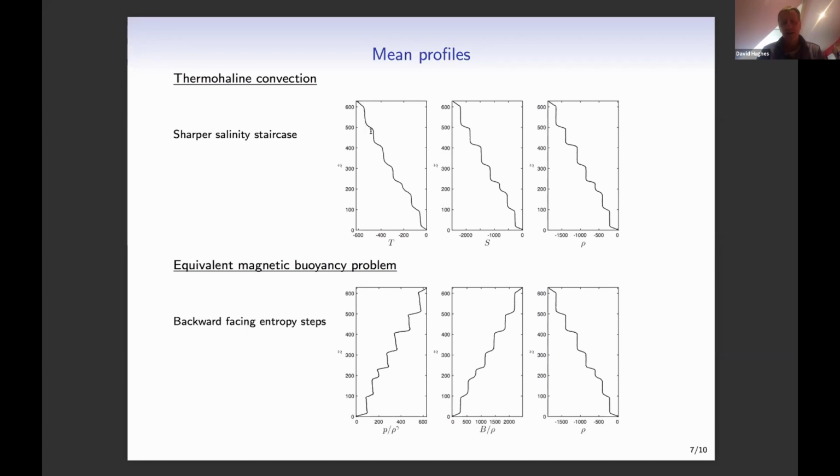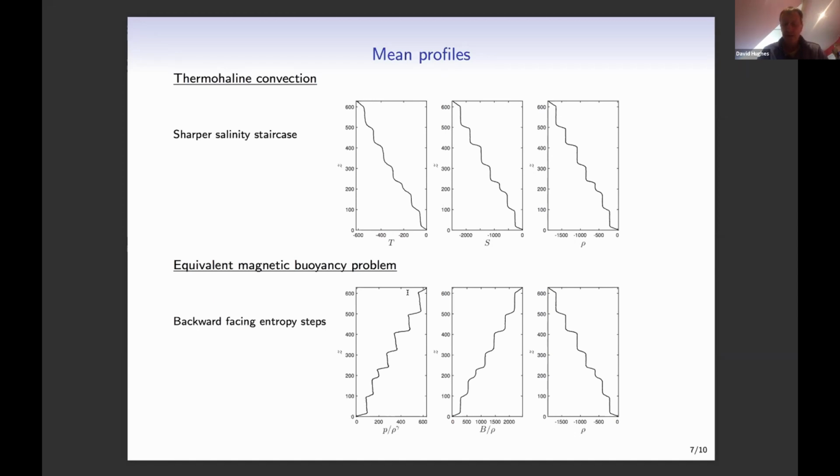So the thermohaline convection looks as you would expect. You have sharper steps in salt because the salt diffusion is much smaller than the thermal diffusion, and you get a more smeared staircase in temperature. But the temperature one here, remember, is destabilizing. It's hot on the bottom, cold on the top. Salt is stabilizing.